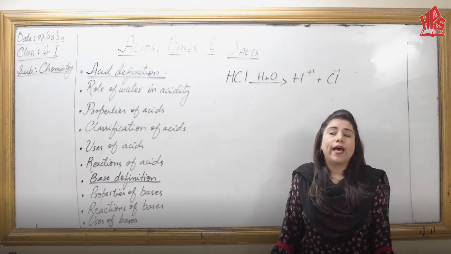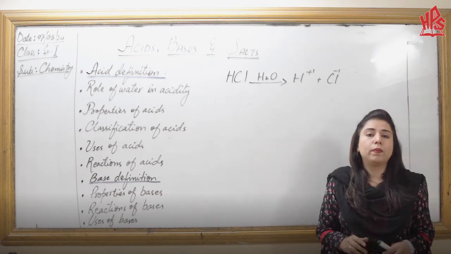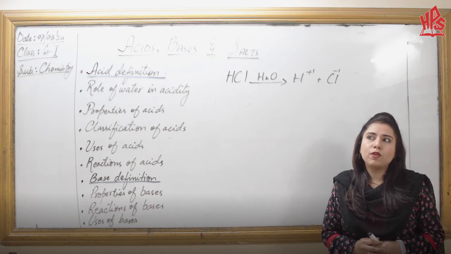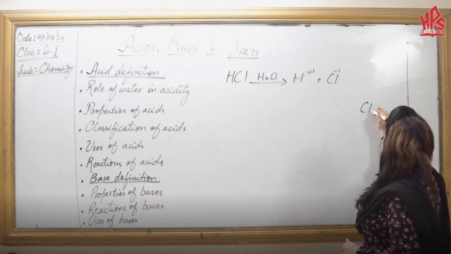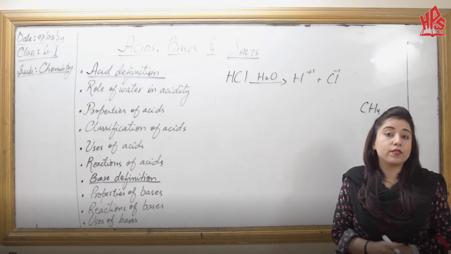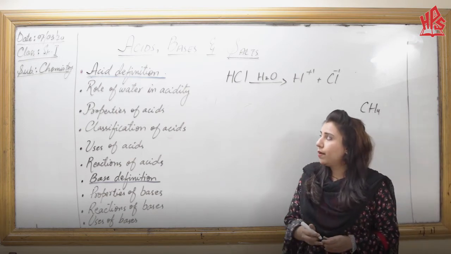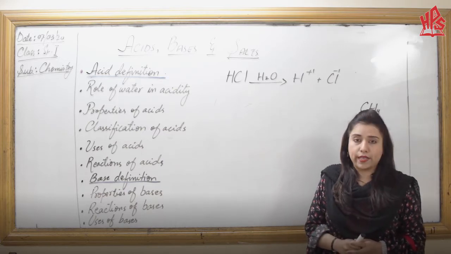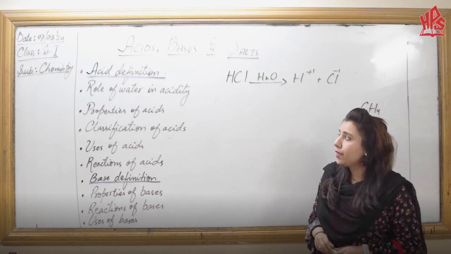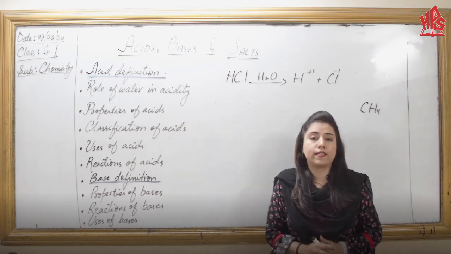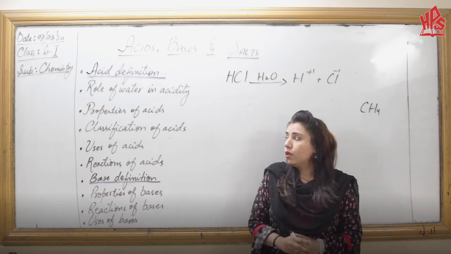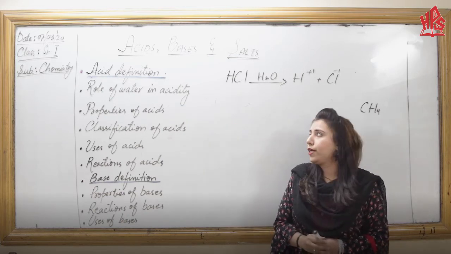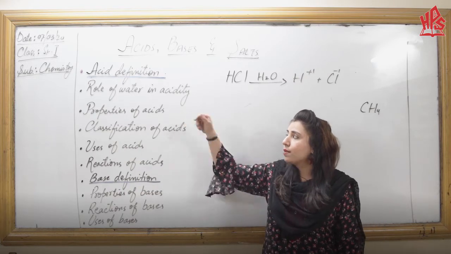One more thing, acids contain H positive ion in their structure, but not all hydrogen containing compounds are acids. Let's suppose CH4, it also contains hydrogen, but this is not an acid. Only those chemical compounds which are able to release H positive ion in the aqueous solution are acids. That means for showing the properties of acids, water is necessary. So I think now you have a clear-cut idea about acid, that acid is something which is able to release H positive ion. Now come towards some properties of acids.